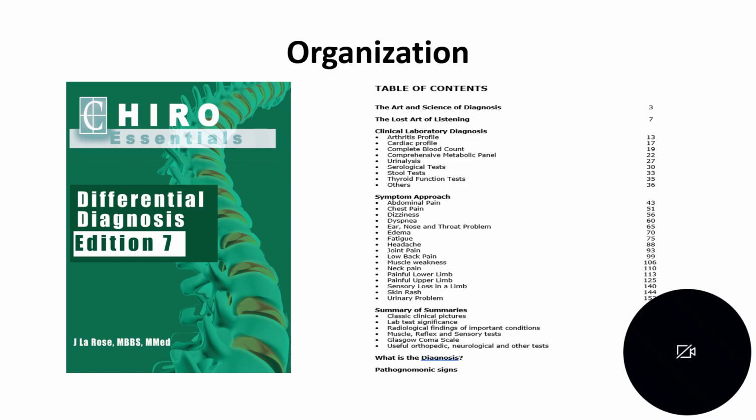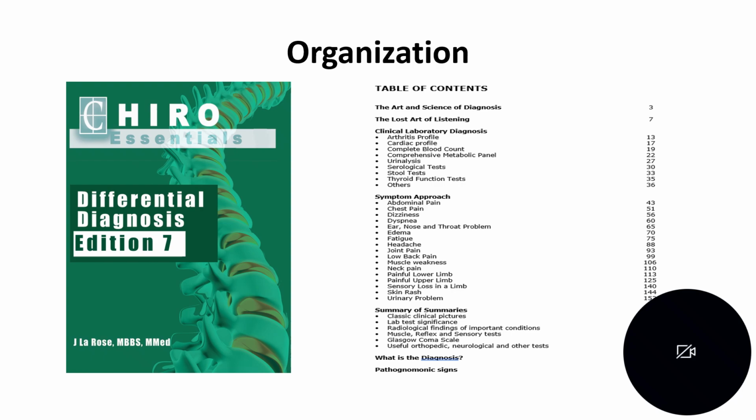Here is what the current 7th edition of Chiro Essentials Differential Diagnosis has. If we look at the table of contents, the first chapter would be on the art and science of diagnosis, which we will begin shortly after this introductory session. Then there's going to be a chapter called The Lost Art of Listening. This has to do with the role of listening in making diagnoses. A section on clinical laboratory diagnosis, which we will use to cover the work in weeks 3 and 4 and the rest of the course.